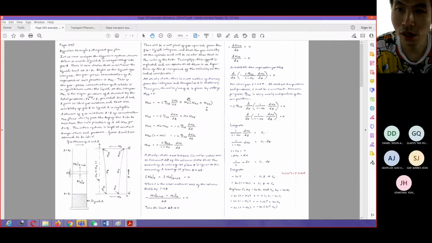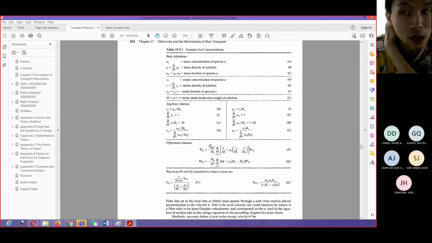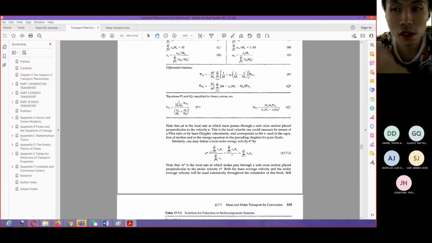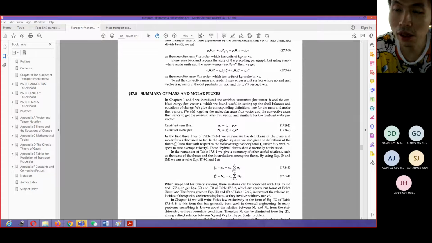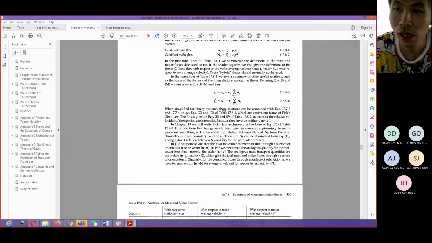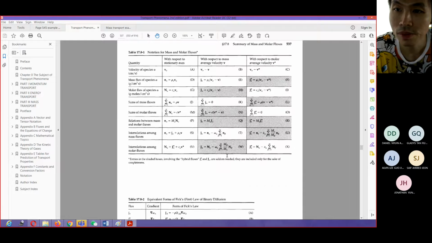Okay, these equations in here: N_Az is equal to minus C D_AB ∂x_A over ∂z. So I need to check again, because I don't really know which one is actually the one that they refer to. I think it's supposed to be this one. Okay, it's supposed to be equation 17.8-2, and then you are talking about equation 17.8-4.